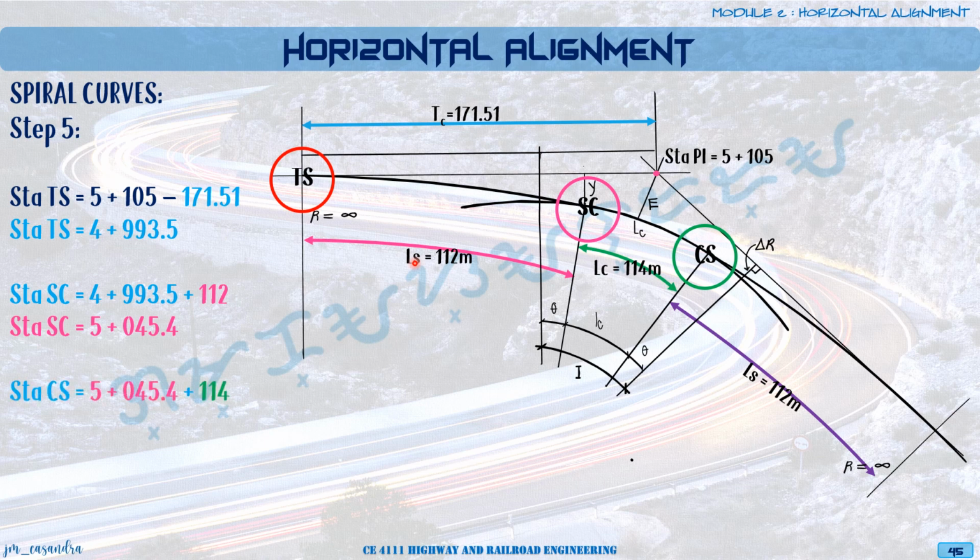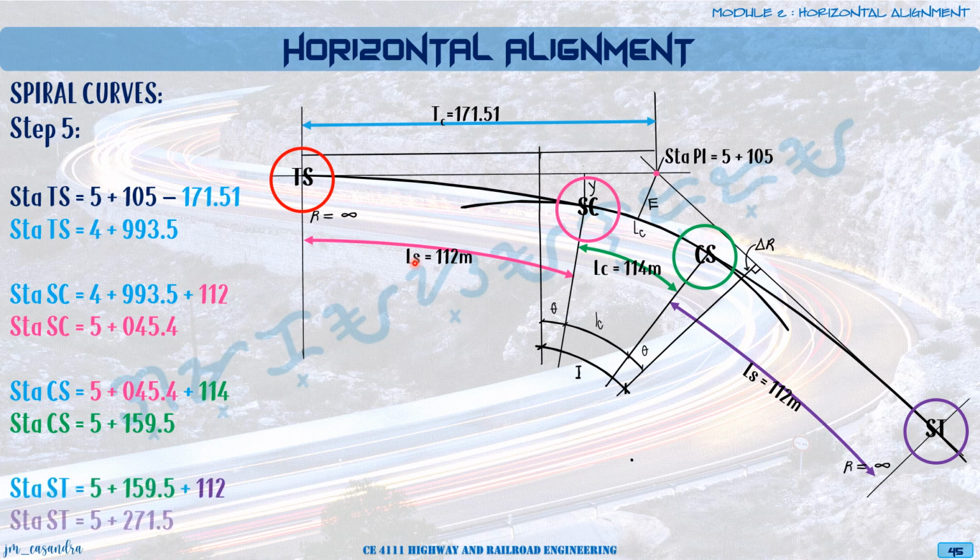And then we have the station CS, which will be given by the station SC and LC. So we have station CS equivalent to 5 plus 159.5. And lastly, the station for the spiral to tangent, ST, will be determined by the station CS and LS, 112, which is equal to 5 plus 271.5.